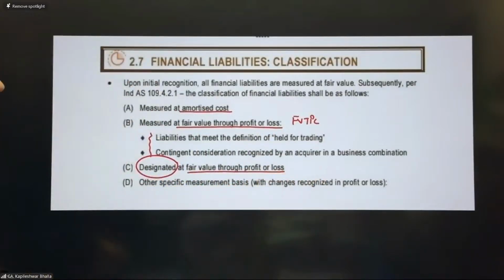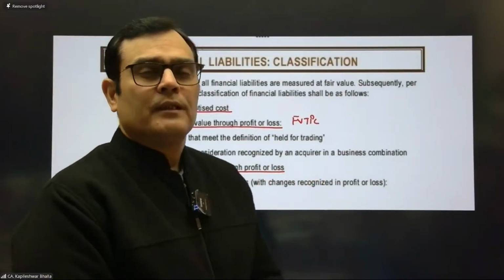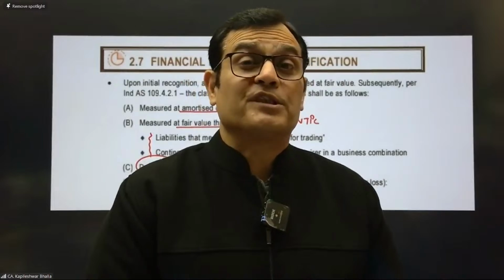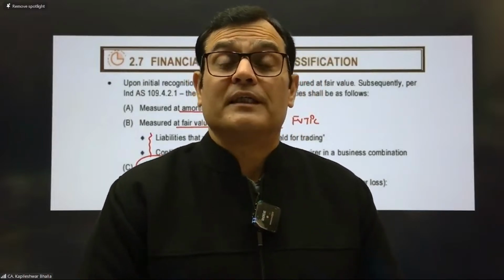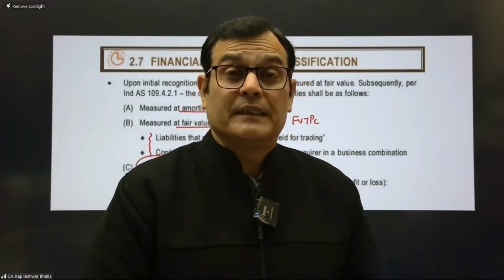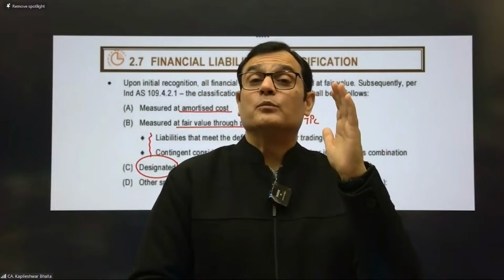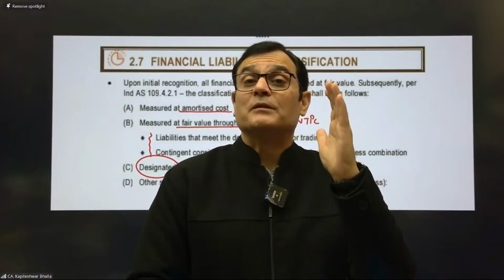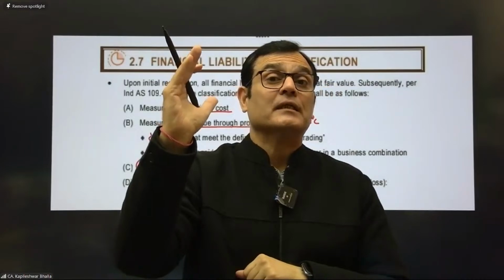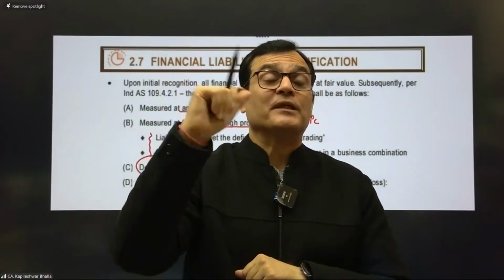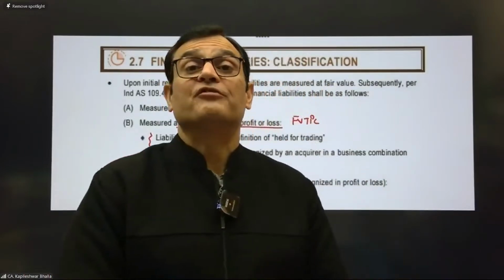Now I want to make one point at this stage. There is a liability which is taken at FVTPL, and there is a liability which is designated at FVTPL. And in this particular case, there is going to be a difference in the accounting treatment. Hear me again. If you've got a financial liability which is measured at FVTPL, and if you've got a financial liability originally at AC but designated at FVTPL, the accounting treatment is going to be different.